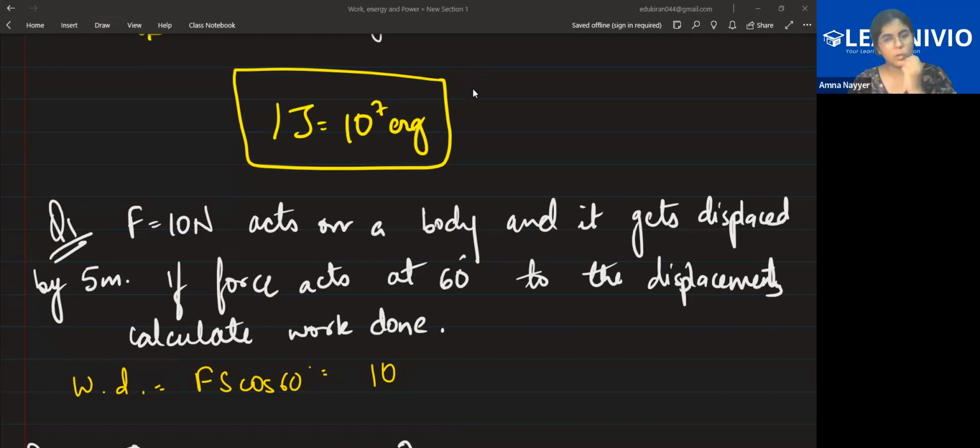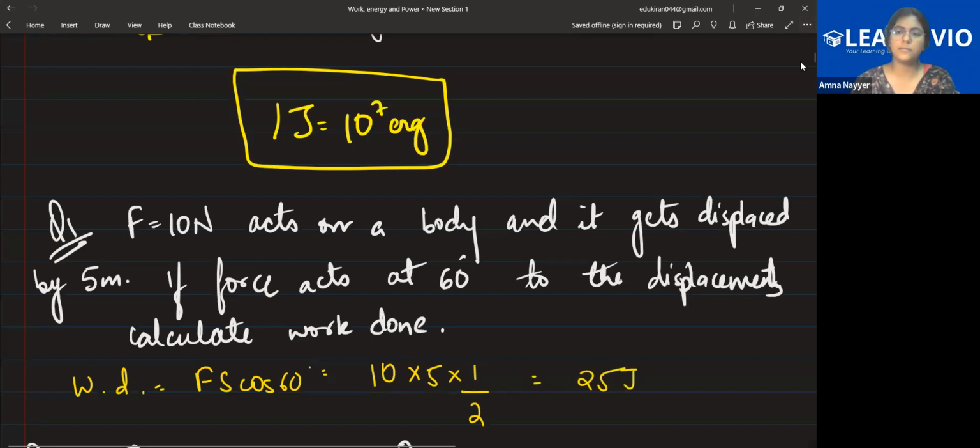Okay, Jobita. Okay, then. No issue. 10 into 5 and then, now class, one more thing: whenever you're having the values in SI unit, you also have to answer it in SI unit itself. So yes, this is 25 joules.